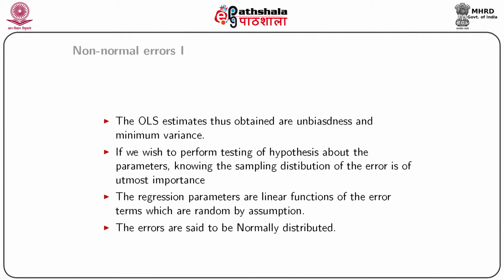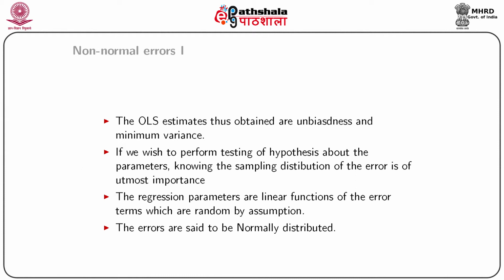The OLS estimates, or the ordinary least squares estimates of the parameters obtained from a linear model which satisfies all the assumptions, are called unbiased, and they are also of minimum variance. That is, if we have a class of estimates for these parameters, the OLS estimates will have minimum variance among all of these estimates. Now, if we wish to perform testing of hypotheses about the parameters, knowing the sampling distribution of the errors is of utmost importance, and we will see later on how the sampling distribution of the error term comes in handy when performing testing of hypotheses.